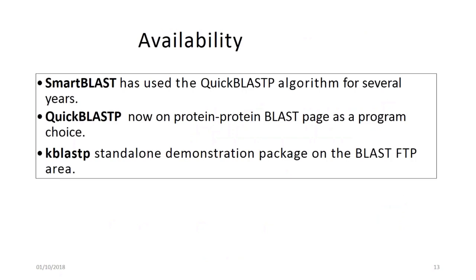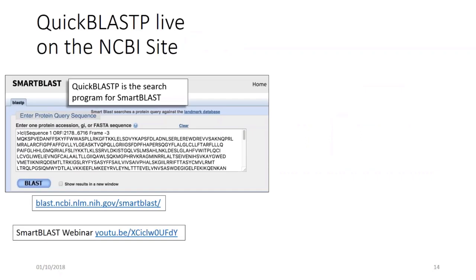SmartBLAST, which has been around for a number of years, actually already uses the QuickBLASTP algorithm and has for several years. QuickBLASTP is now on the protein BLAST page as a program choice. I'll show you that in a minute. And kblastp is available as a standalone demonstration package on the BLAST FTP area, and I'll show you how to get to that too. In terms of the live website, SmartBLAST, which is linked directly to the BLAST homepage and is also available from your results, does use the QuickBLASTP algorithm.